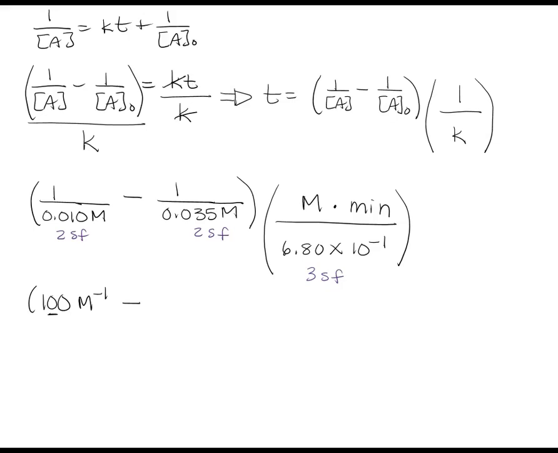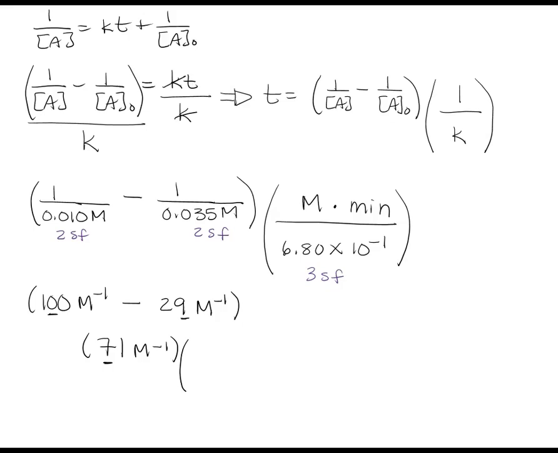Taking 1 divided by 0.035 gives us 28.6, but I need 2 sig figs, so that would be 29. Also inverse molarity. And when I do that math, 100 minus 29, I get 71. But the fewest decimal places will be at the tens place, coming from the 100. And so even though it seems a little bit odd, we ended up with only 1 sig fig.